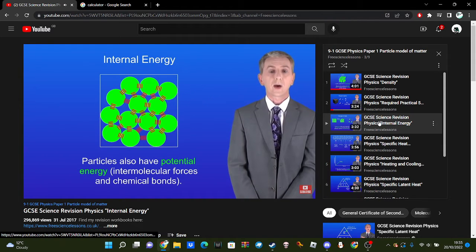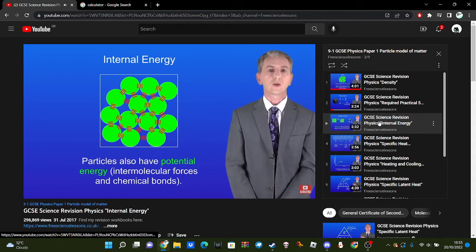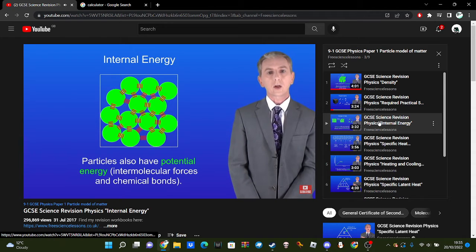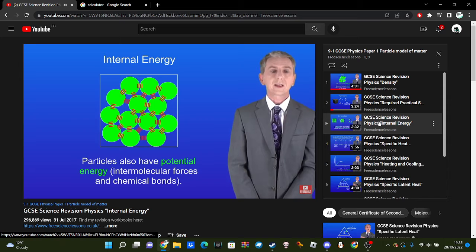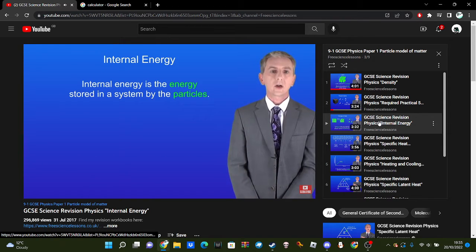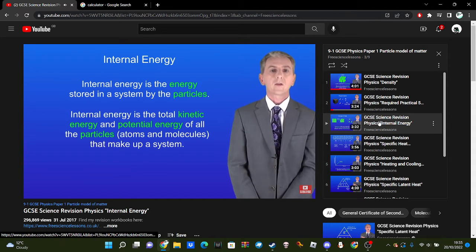Now, particles also have potential energy. Remember that particles have forces between them, which are called intermolecular forces. And if they're a molecule, then they also contain chemical bonds. Together, these give the particles potential energy. Now, the internal energy is the energy stored in a system by the particles. It's the total kinetic energy and potential energy of all the particles, and that includes the atoms and molecules that make up a system.